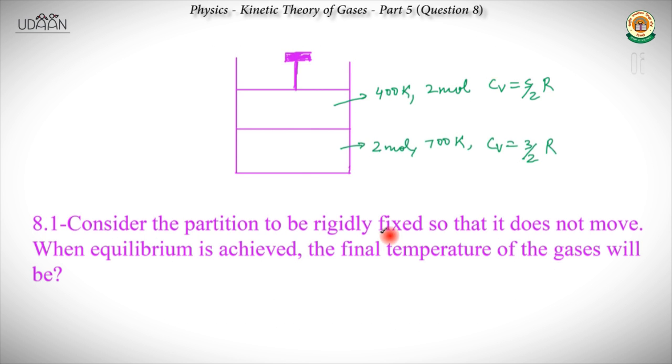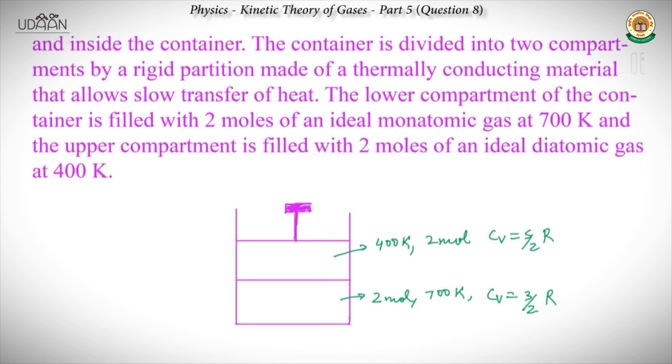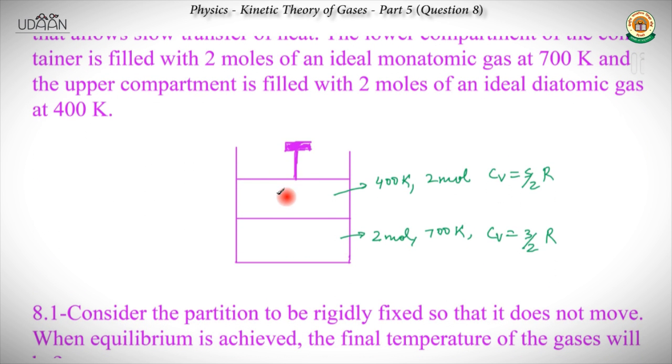Consider the partition to be rigidly fixed so that it does not move, which means that this gas will be confined to this particular area only. Hence, for this particular gas, it would be a constant volume process. Right. While when the equilibrium is achieved, the final temperature of the gas. But nothing is said about this piston. Since in the question it was given that it is movable, the pressure on the outside will always be the same as the pressure on the inside. Right. And so for this it would be a constant pressure process.